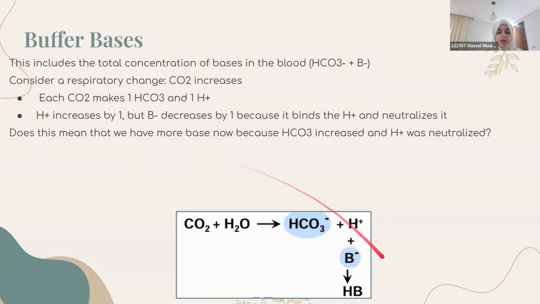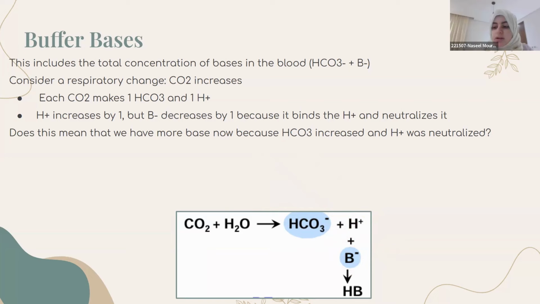Now, does this mean that we have more base because we're basically neutralizing the hydrogen and we're having an increase in bicarbonates? What do you guys think? So we said that we have a dissociation. You have bicarbonates and hydrogen. The hydrogen is being taken up by the B minus. So does this mean that we're having more base and we're going into alkalosis? What do you guys think?